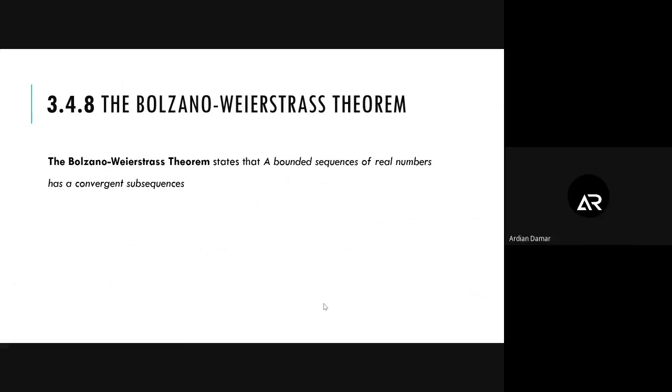Okay, the next is 3.4.8, the Bolzano-Weierstrass Theorem. We will now use the monotone subsequence theorem to prove the Bolzano-Weierstrass Theorem, which states that a bounded sequence of real numbers has a convergent subsequence.